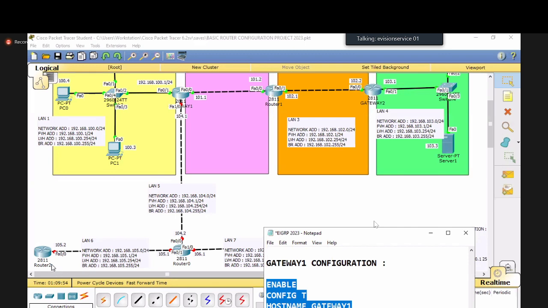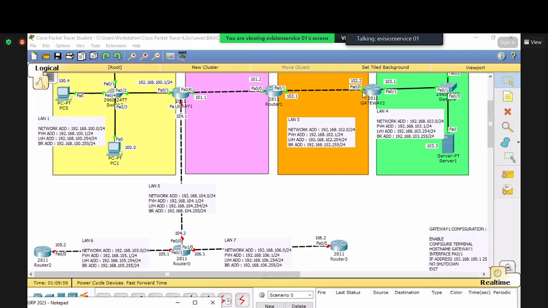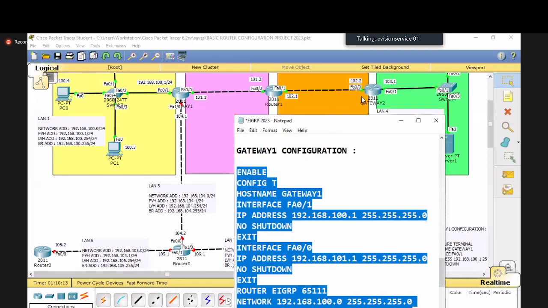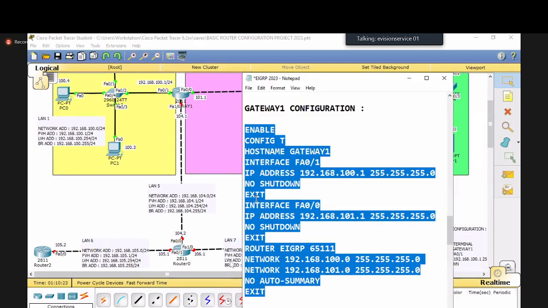Remember, gateway 1, router 0, router 2, you are doing EIGRP. Router 1 and gateway 2, you are doing static routing. And router 3, you are doing default routing. Basic IP configurations you already know, so it should not take too much time. On these 2 routers you are doing static routing, so 5 to 10 minutes should be there for you to configure it. The rest of the things are very simple, straightforward configurations.